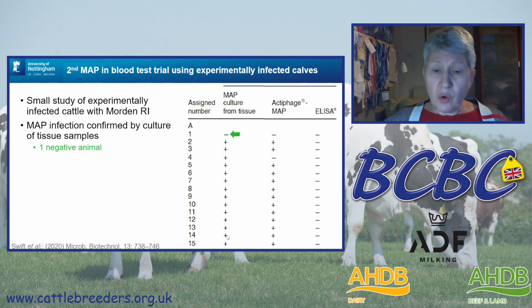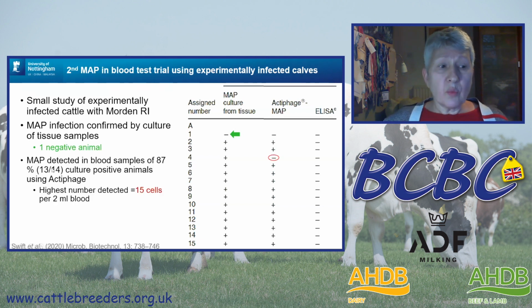And on this occasion, all of the infected animals were found to be culture positive, apart from this one at the top, number 1. When we did the phage assay, we found that 13 of the 14 culture positive animals gave us a positive phage result. So that was very encouraging. We had confirmed infection, presence of the organism, and our results were matching.